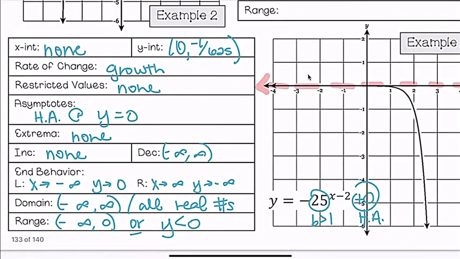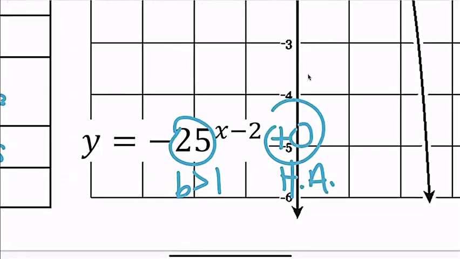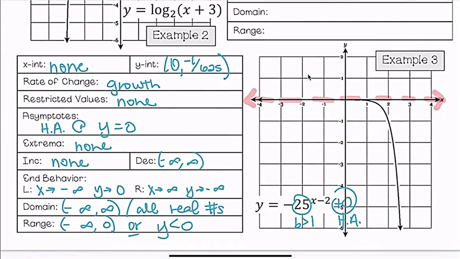Horizontal asymptote, it doesn't cross, but it approaches at 0 here. I have highlighted that for you. You can also see it in the back of the equation. There was no number back here, so the number was a 0. Never any extrema, never any restricted values. Increasing or decreasing, we're pointing down, so we're decreasing for all of our domain.